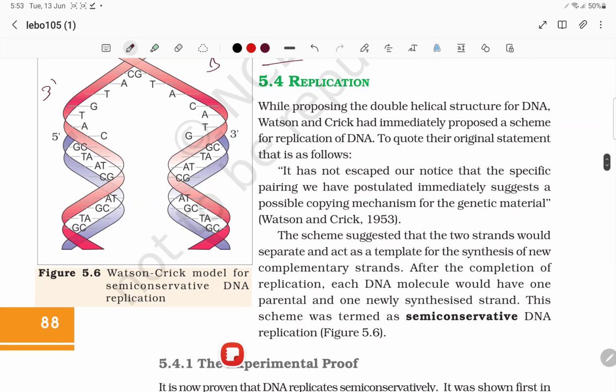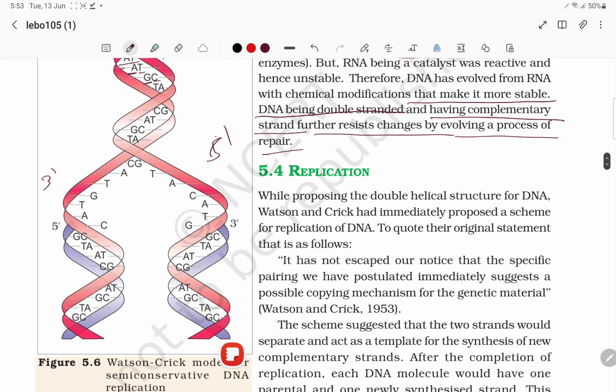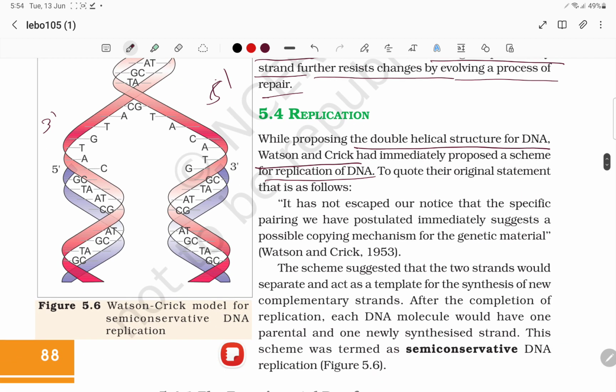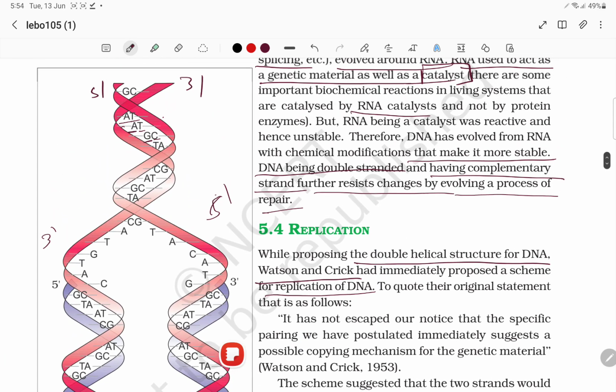Coming to the process of replication. While proposing the double helical structure for DNA, Watson and Crick immediately proposed a scheme for replication of DNA. The double helical structure of DNA was proposed by Watson and Crick from the data collected from the X-ray diffraction studies done by Rosalind Franklin and Wilkins, and they immediately proposed a scheme for replication of DNA, meaning how the DNA will be replicated.